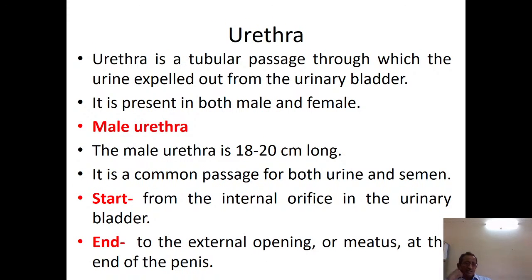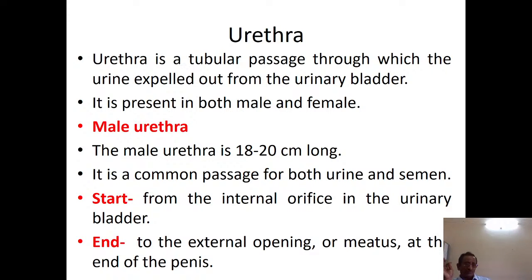Urethra. Urethra is a tubular passage through which urine is expelled out from the urinary bladder. So, the organ that is allowing the urine to go through it from the urinary bladder to the exterior, we are calling it as urethra. It is present in both male and female. Male urethra is about 18 to 20 centimeters long. It is a common passage for both urine and semen.